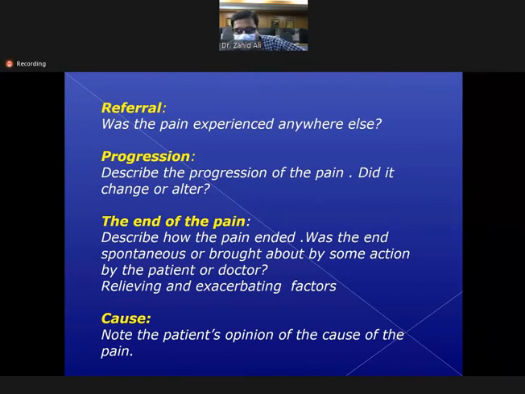Because history taking is an art. If you understand the art, how to take the history, how to take the information from the patient, that's very important.